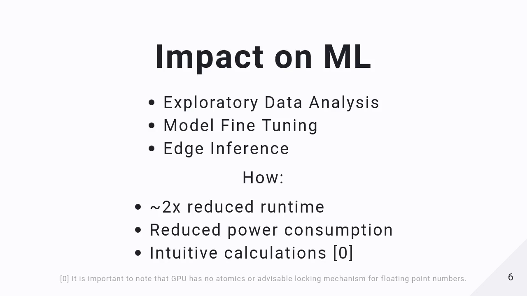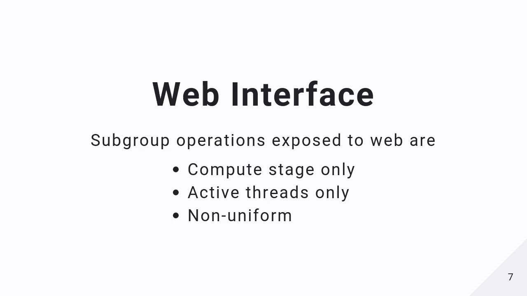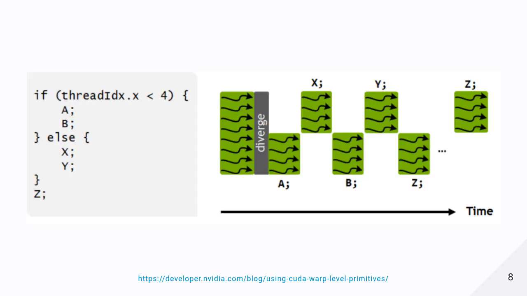Slide 7. Subgroup operations in WebGPU shading language are compute stage only, active threads only, and have a non-uniform execution model. Slide 8. The meaning of active threads here is, in case of a divergence inside a subgroup, the operations provided will only execute across threads that can make it to these operations together.